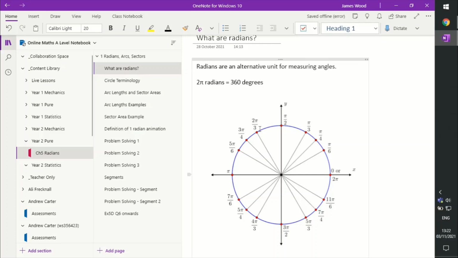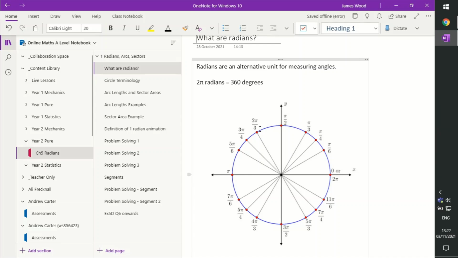In this chapter, which is chapter 5 of year 2, we're going to have a look at radians. Now, all that radians are is an alternate way of measuring angles. Just like we've got lots of ways of measuring distances, e.g. we could use centimeters, or we could use meters, or we can use inches, we can use feet. In angles, we've got degrees, which is probably the only unit you've used so far, but we've also got radians, which gets used a lot in pure mathematics.